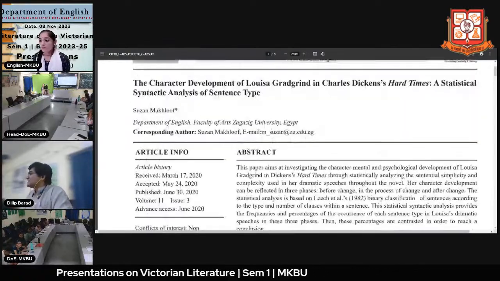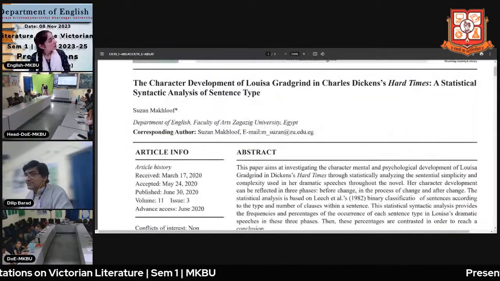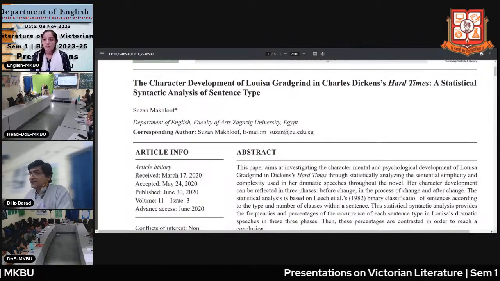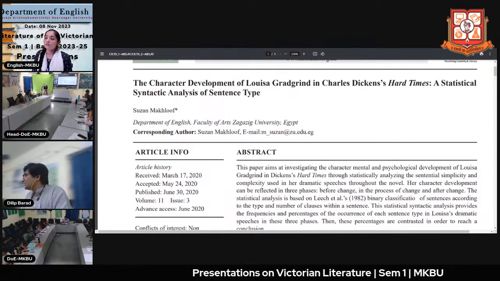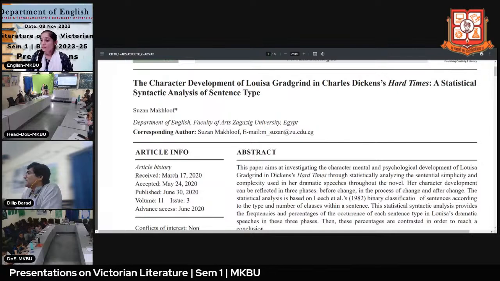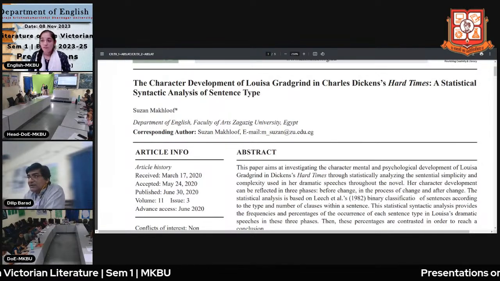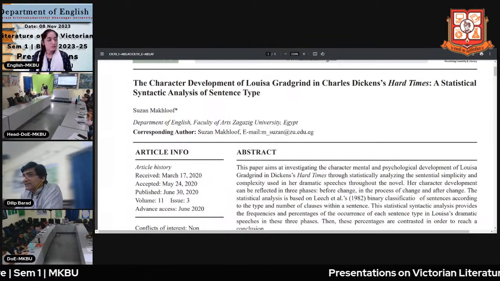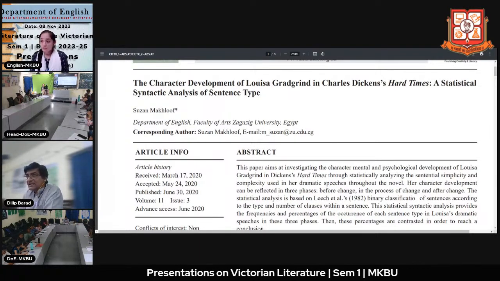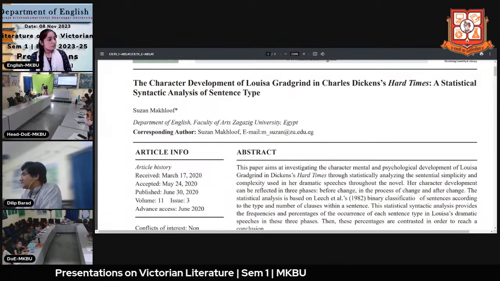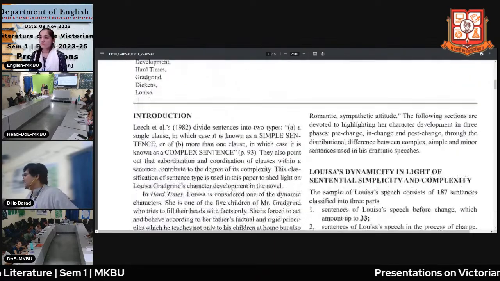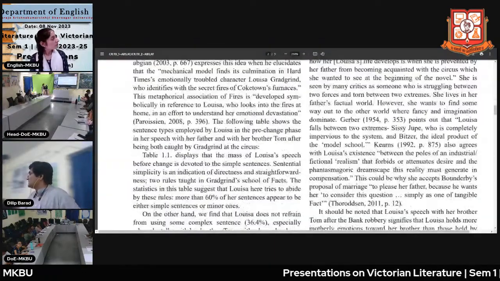It is doing statistical syntactic analysis of sentence types. Through this study, Suzanne McLuff is talking about character development, but in a very unique style, statistical syntactic analysis of sentence types. So its methodology is also quite unique and it is a quite well written article, and all these things you might have brought.